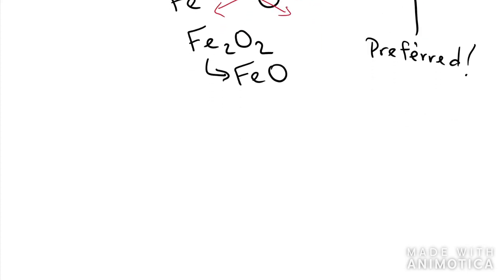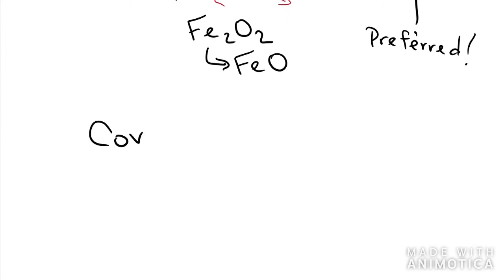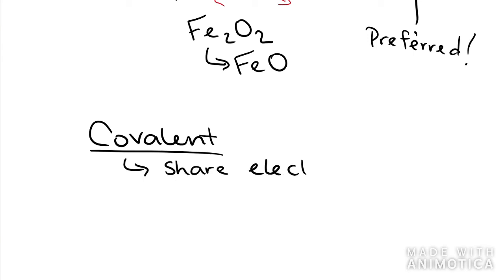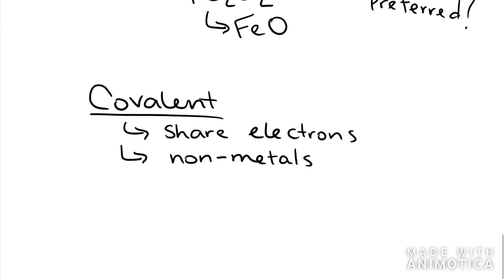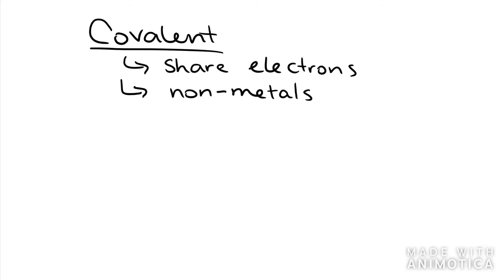Now, we are done all of the ionics. Now we're down to the covalents. So covalent is different because these guys share electrons. They don't give or take, and they are generally nonmetals. So completely nonmetals. So this is going to be things like carbon dioxide.